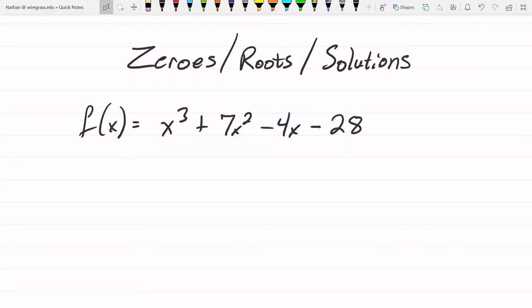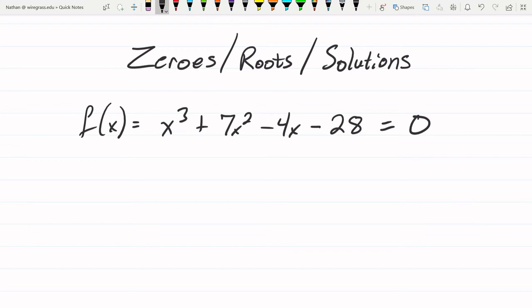Another very important topic about polynomial functions are the zeros or the roots or the solutions. They all kind of mean the same thing. Whichever way the problem says it, I prefer zeros because it directly matches what we're saying. The zeros are just when the function is equal to 0. We can very easily set a function equal to 0. We just move everything over to one side if it's a mess on both sides.